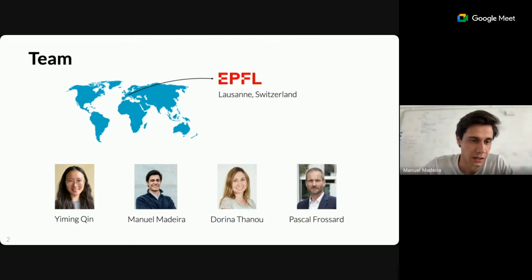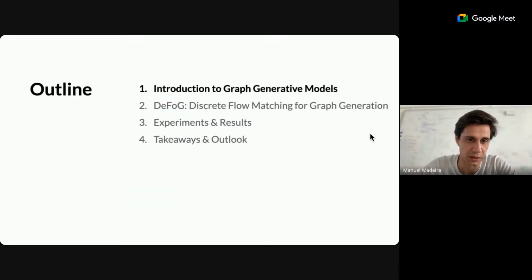Despite other scientific endeavors, such as model merging or training foundational models for scientific applications, the main topic of our PhD has been graph generation. So we would like to start by giving you a picture of the landscape of graph generative models.